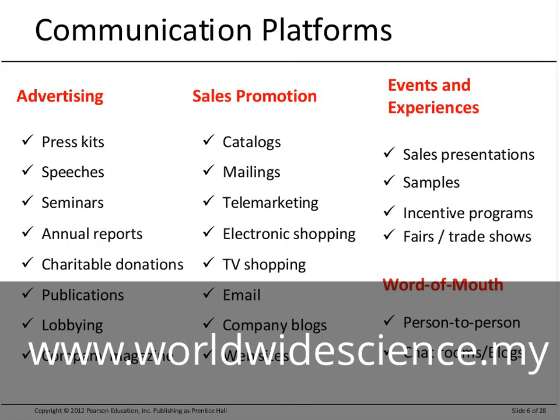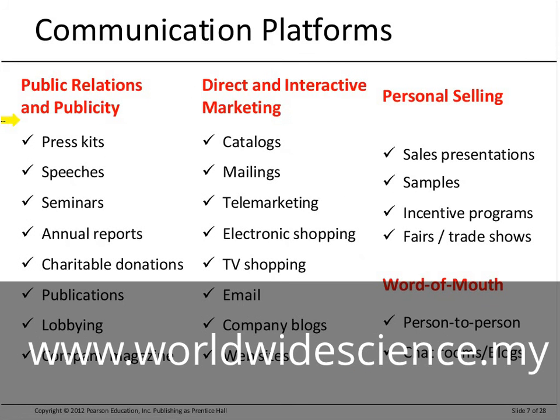Okay, what is public relations and publicity? Where are the press kits? You can use the press and some media to communicate with the public, through speeches, seminars, annual reports, charitable donations, publications, lobbying, and company magazines. Some companies have their own magazines, and you can use them to communicate with others.